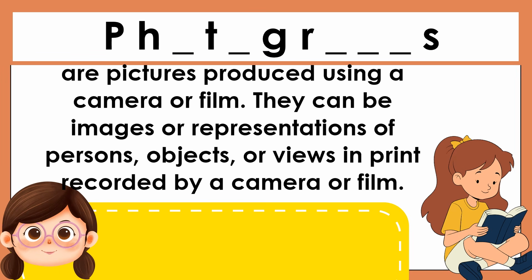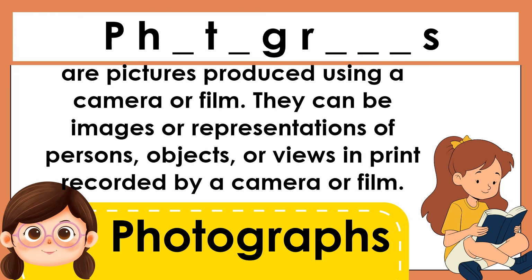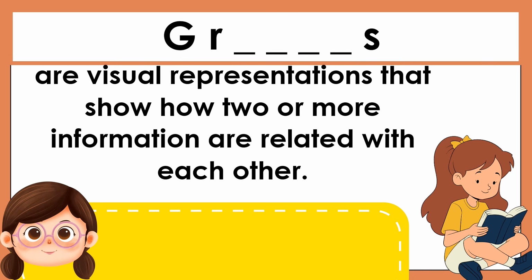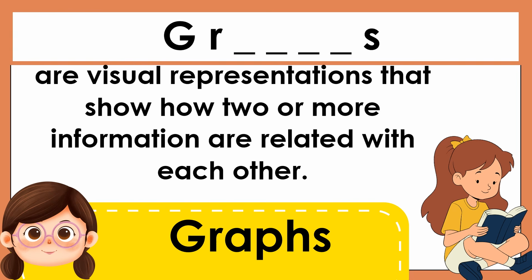Third, photographs are pictures produced using a camera or film. They can be images or representations of persons, objects, or views in print recorded by a camera or film. What is this? The answer is photographs. The fourth one are visual representations that show how two or more information are related with each other. What is this? The answer is graphs.